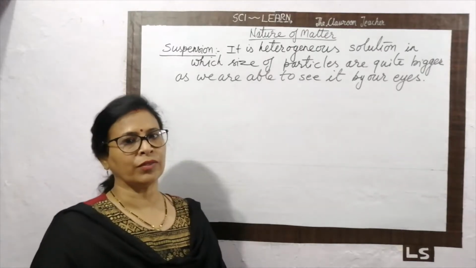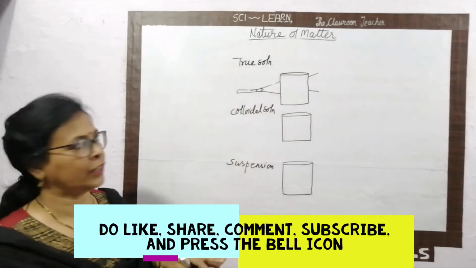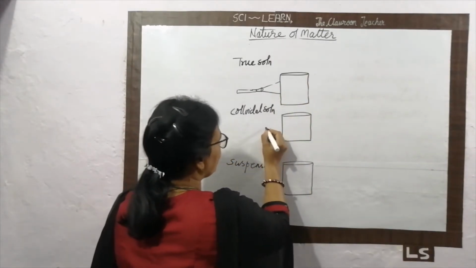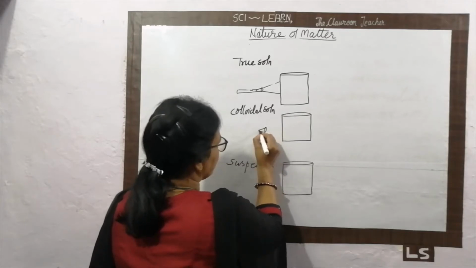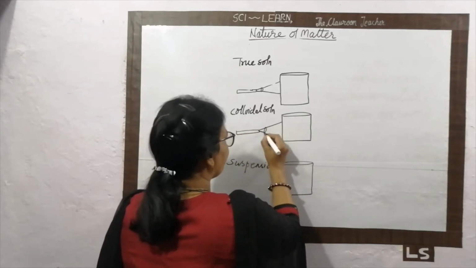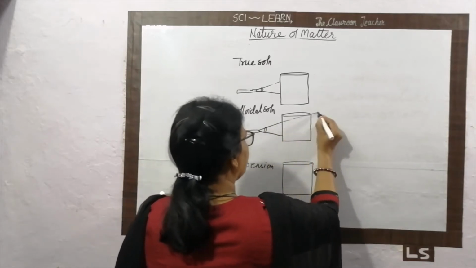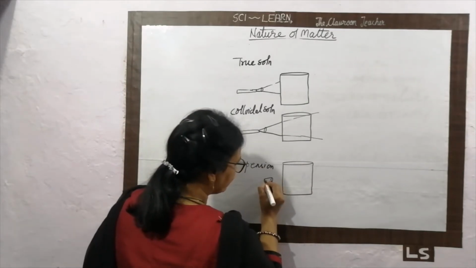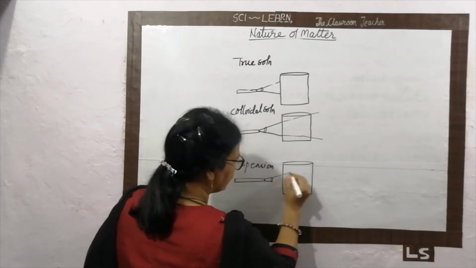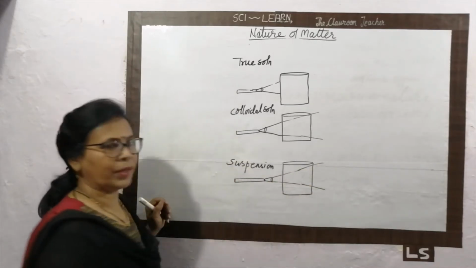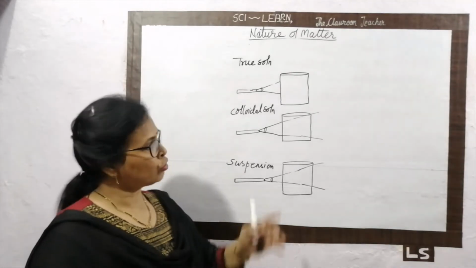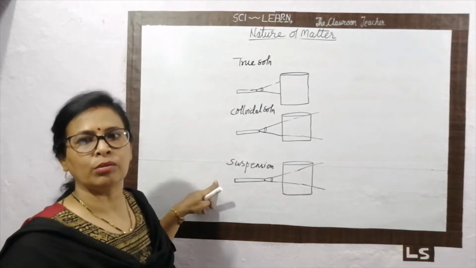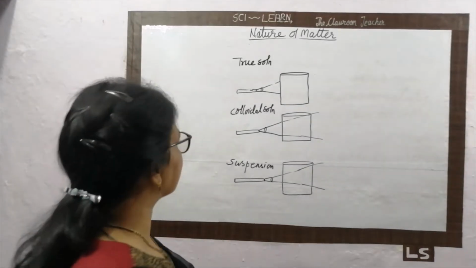That is the example of transferring light. In the true solution, we are unable to see the light path. But what happens here? The same torch we are going to use here also. When we pass the light here, the light is clearly visible like this. Similarly here also, this light clearly travels through. This is called the scattering of light. A true solution is unable to scatter the light, but a colloidal solution and a suspension are able to scatter the light.